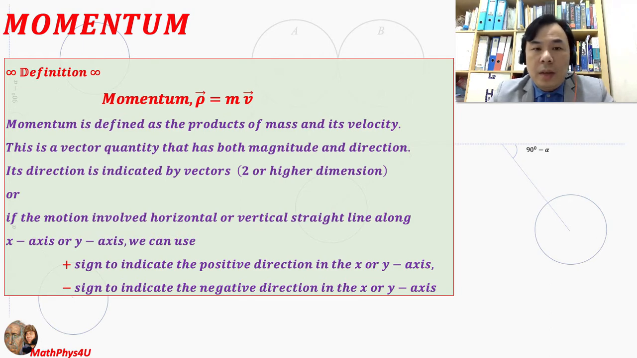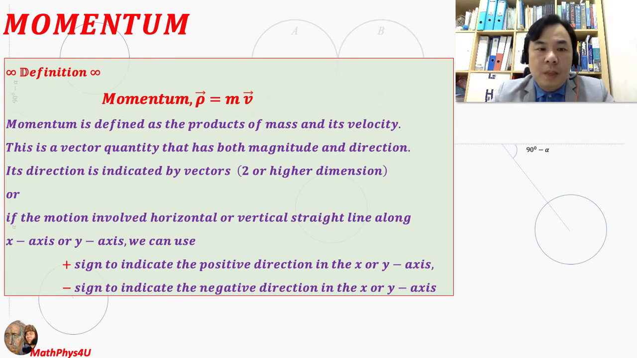Now, it is defined as the product of mass and its velocity. Bear in mind, it's velocity, not speed. This is a vector quantity. It has both a magnitude, given by the multiplication of the mass and its speed, and a direction, given by the unit vector of the velocity itself. So its direction is indicated by the vector. It could be two, three or higher dimensions.